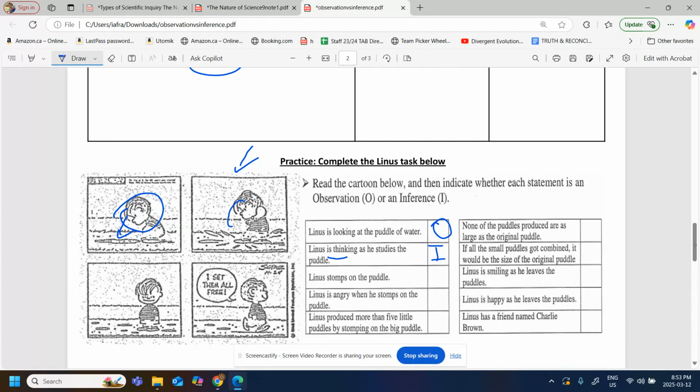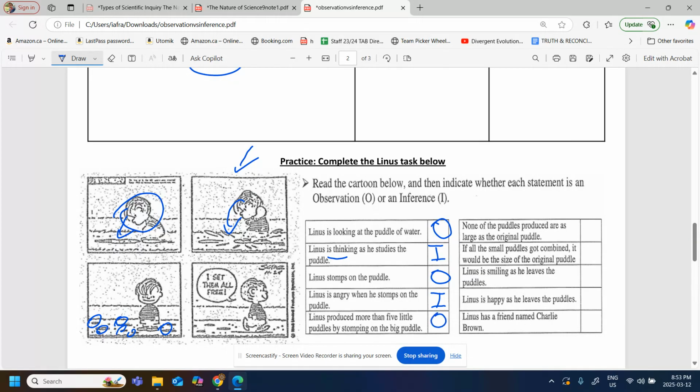Linus stomps in the puddle. So you do see that Linus stomped. That's an observation. Linus is angry when he stomps on the puddle. We don't know that. We're just observing that Linus is stomping, so that's more of an inference rather than an observation. Linus produced more than 5 little puddles by stomping on the big puddle. So here we can see little puddles. We can actually observe there are more than 5.